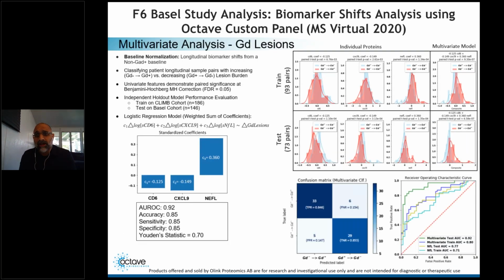I had spoken about biomarker shifts when I was referring to our univariate results. And so I wanted to highlight some of our data where we've also taken that approach in our multivariate results. And so in this case, we're classifying patients from longitudinal sample pairs that either have increasing or decreasing gadolinium lesion burden. So the patient is either moving from a state of having 0 lesions on their associated MRI to having 1 or more, or vice versa, where they have 1 or more lesions on the first MRI and 0 on the next MRI.